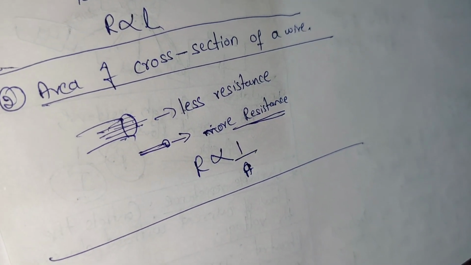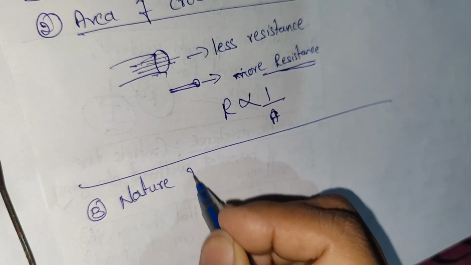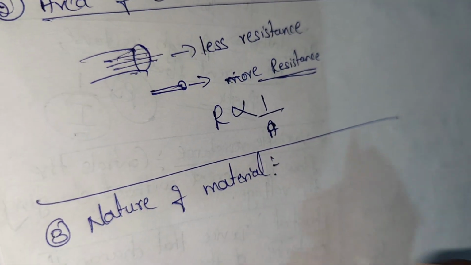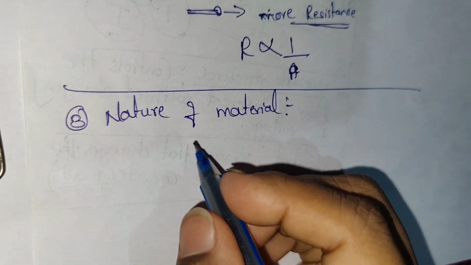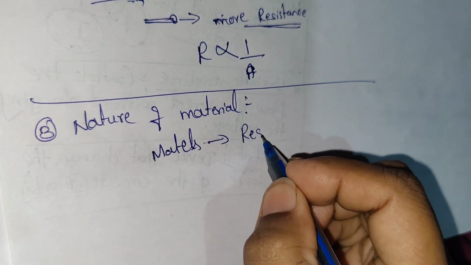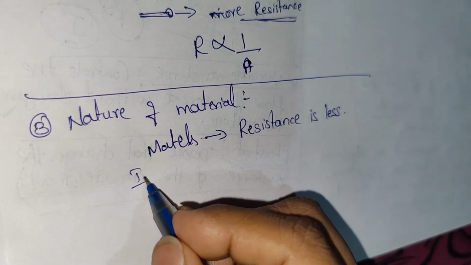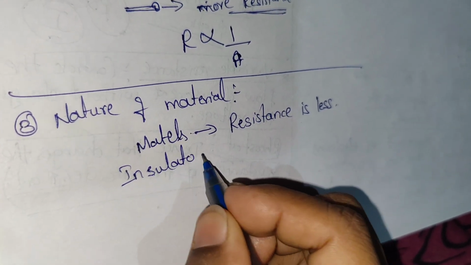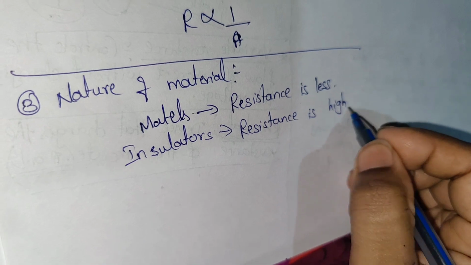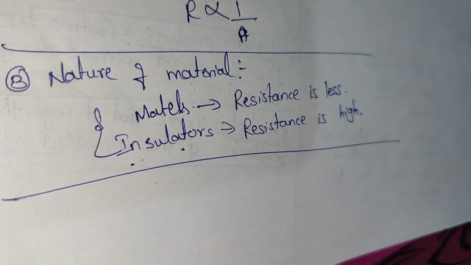factor is nature of material. So nature of material means either it is a metal or an insulator. Resistance depends on material also. If it is a metal, resistance is less and current flows easily. If we use insulators or nichrome wire, the resistance is more. Okay, resistance also depends on the nature of the materials. In insulators we can see high resistance. Different materials have different resistance. Nature of the material is one of the factors affecting the resistance.